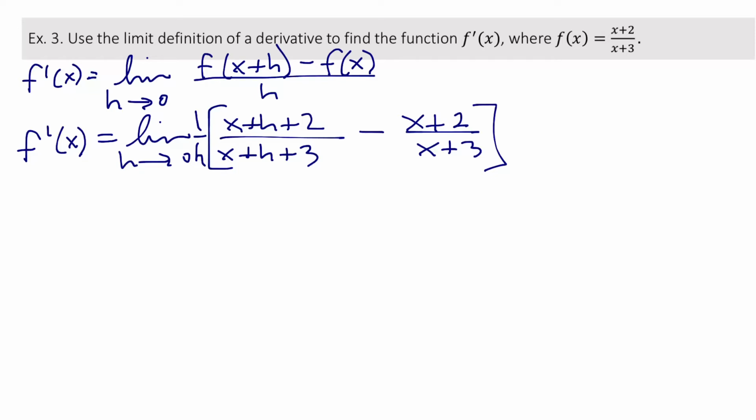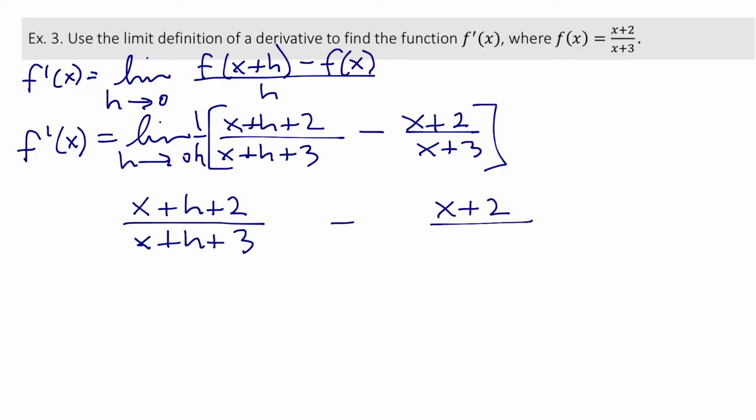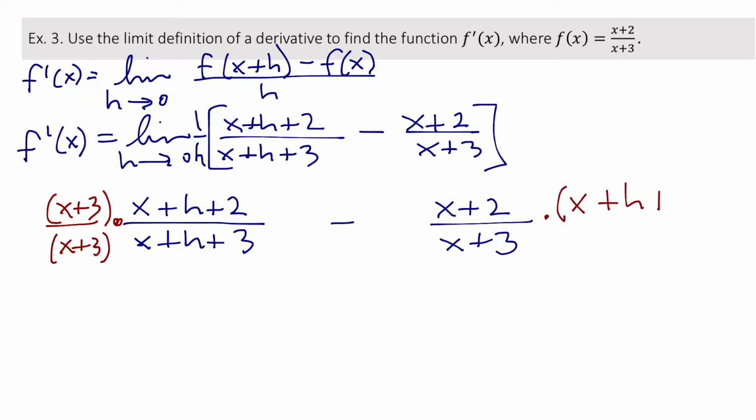Okay, so we're going to simplify that. Let me make some room for that. So we're going to multiply in order to get a common denominator. So let me spread this out so we have some room to do that. All right, so I'm going to multiply this function here by x plus 3 over x plus 3, which is a form of 1. And I'm going to multiply this function by x plus h plus 3 over x plus h plus 3, which is a form of 1.